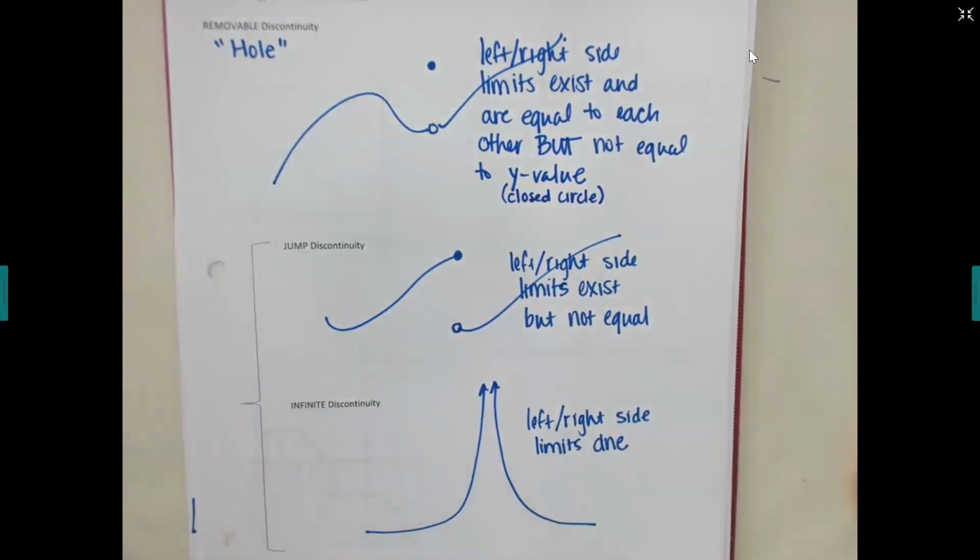So there are three types. You have a hole or a removable discontinuity, you have a jump, and you have an infinite. Turn the page when you're ready, please.